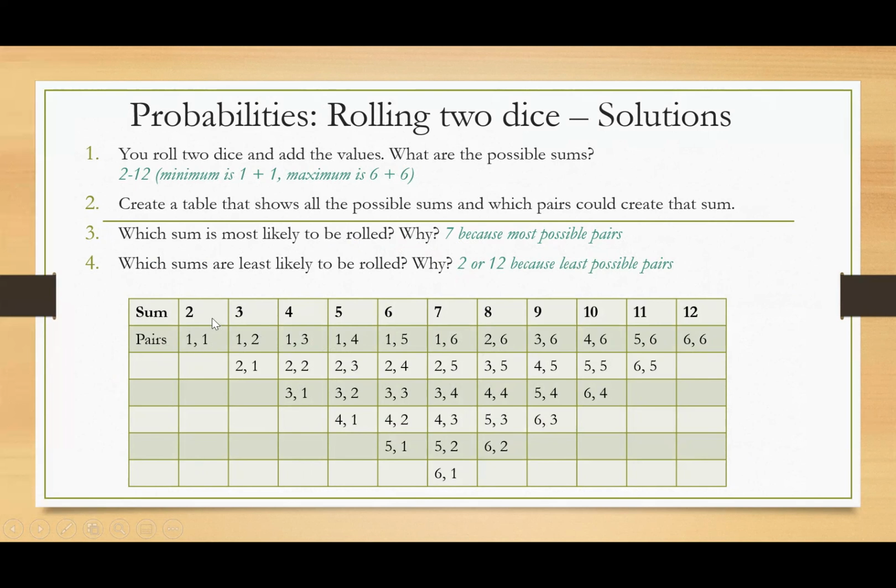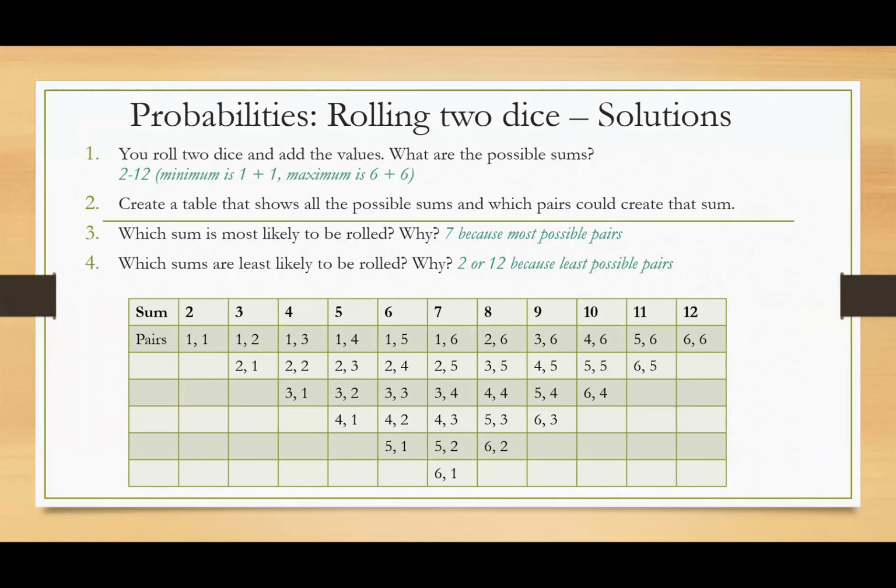So the only situation where we roll a 2 is if we roll a 1 and a 1. There's slightly more of a chance that we roll a 3 because we could either roll a 1 and then a 2, or a 2 and then a 1. Those are considered different events because the first dice is different.